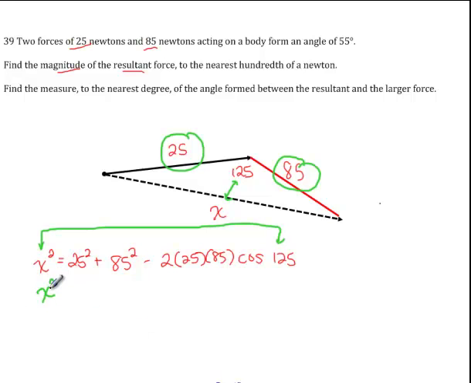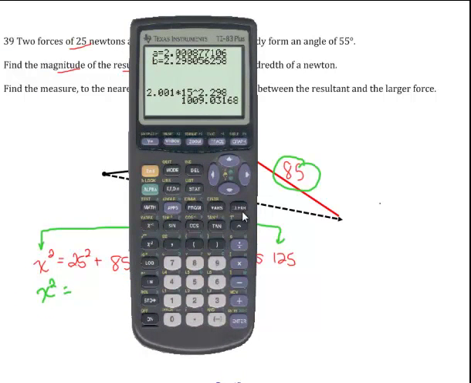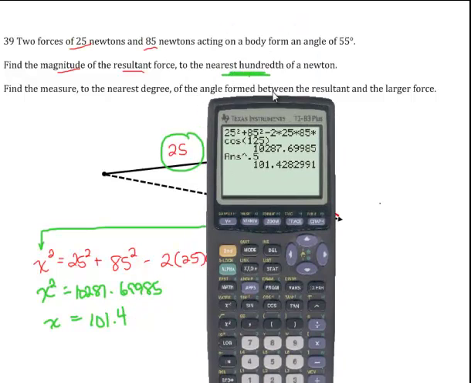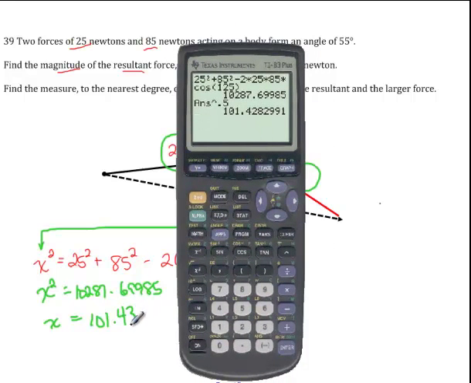Now, all we have to do is the math. So let's pull our calculator out here. 25 squared plus 85 squared minus 2 times 25 times 85 times the cosine of 125 gets me 10,287.69985, but that's what x squared is, so I'm going to take the square root of that. So x must be 101.4, and where do they want me to round to? To the nearest hundredth, so that's going to be 101.43.